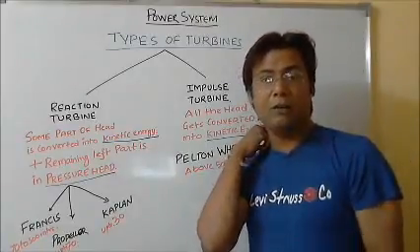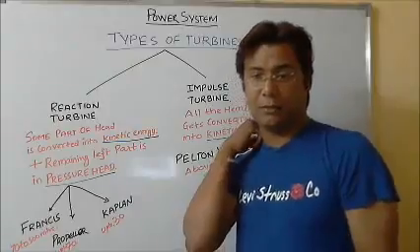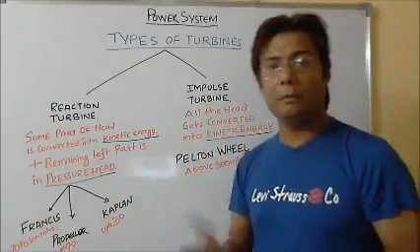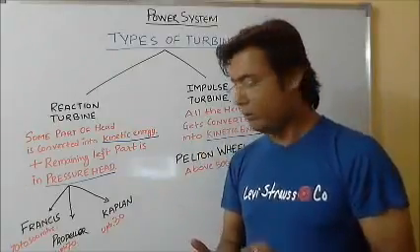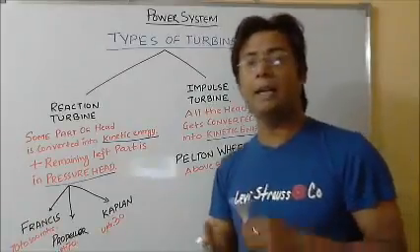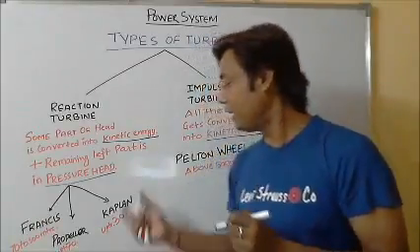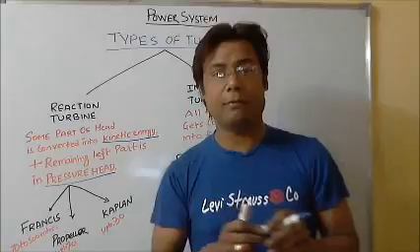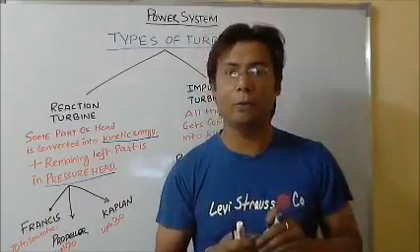So the speed also depends. The higher the head, the lower the speed. Obviously, the lower the head, the higher the speed. So the Kaplan turbines normally work at a very high speed of 300 to 1000 RPM.